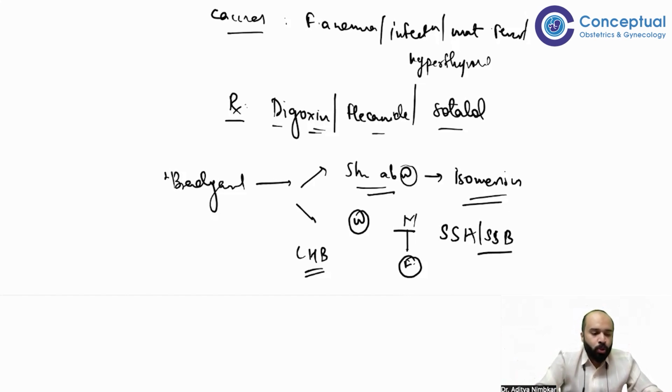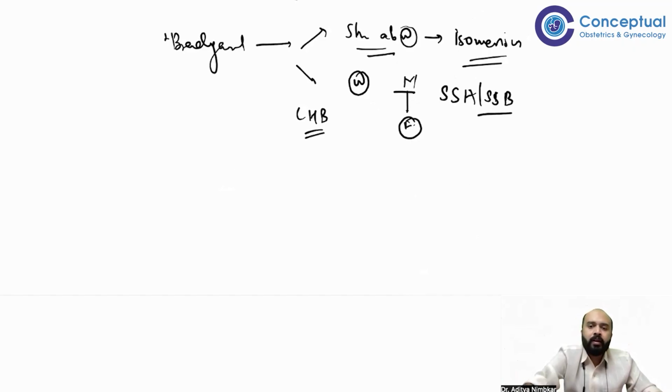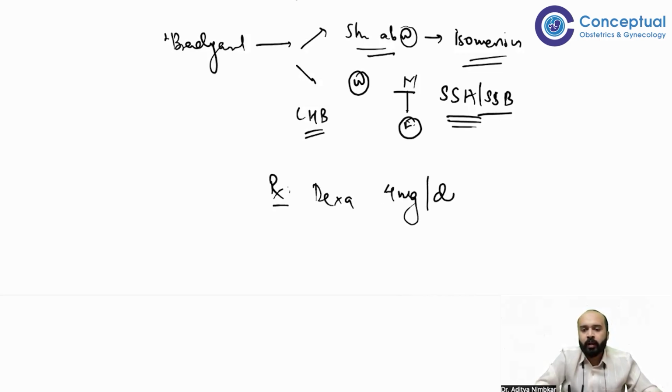So what do I do? There was the PRIDE study, and the full form of PRIDE was PR interval and dexamethasone, oral dexamethasone therapy. They decided we can do nothing about isomerism. It is a structurally abnormal heart. You will have to do an MTP. But for SSA and SSB, wherein the mother's antibodies are going to the fetus, what we can do in that scenario is give the mother dexamethasone, 4 milligrams per day.